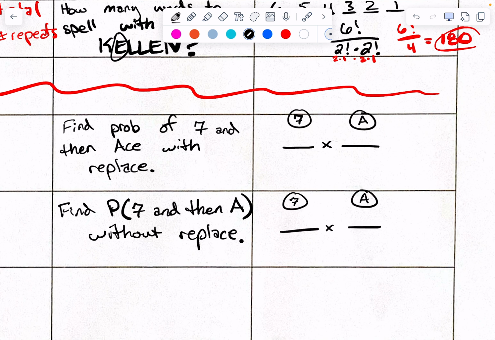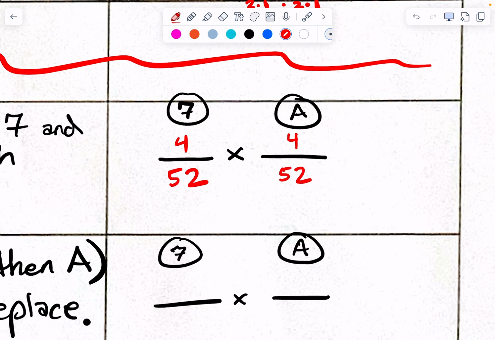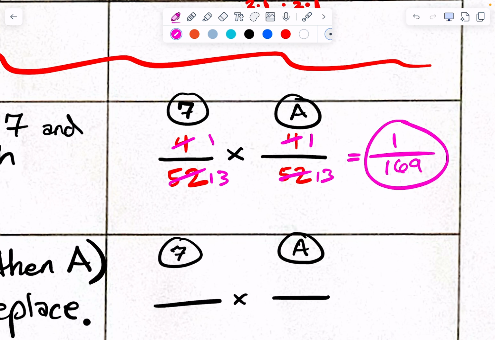How do I know I'm multiplying? Because there are two things, two cards. I'm drawing two cards, not just one. What's the probability of drawing a 7? 4 out of 52. What's the probability of drawing an ace? 4 out of 52, because there are 52 cards in there. What is 4 out of 52 reduced to? 1 over 13. So 1 over 13 times 1 over 13: 1 times 1 is 1, and 13 times 13 is 169. There you go.